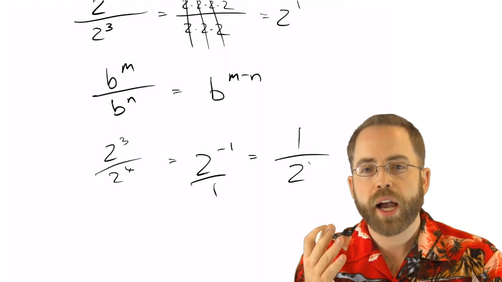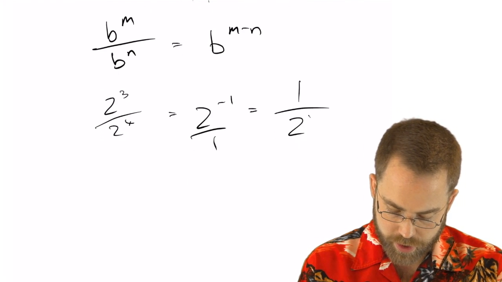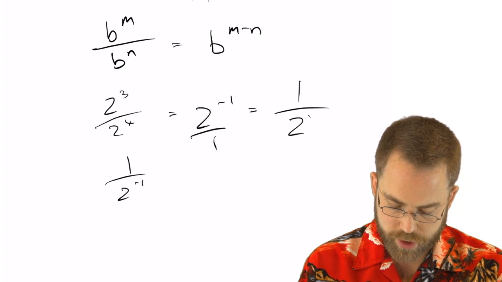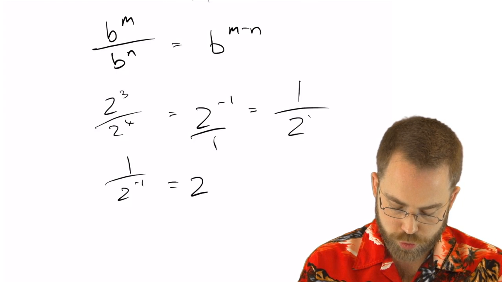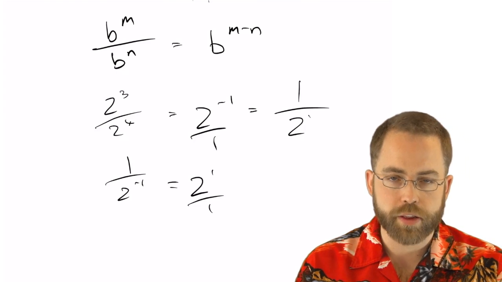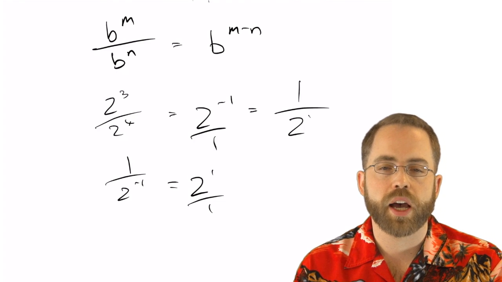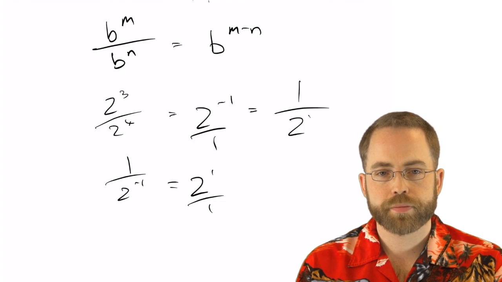So if this one was in the numerator, I needed to flip it to the denominator. If I have 1 over 2 to the minus 1, that's the same as saying 2 to the positive 1 in the numerator. That the negative sign means flip me over.